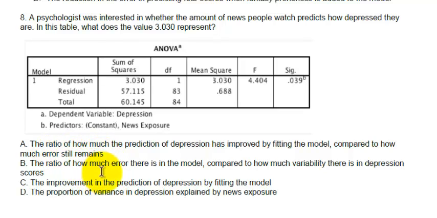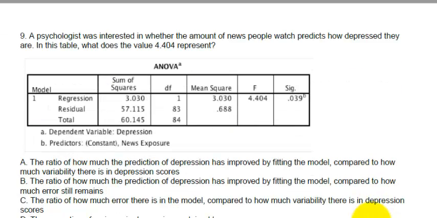The ratio of how much error there is in the model, nope, that is not the error term. Again, regression is the good variance, stuff that you can explain, it's not error. So C is not clear. I'm not 100% sure what this one is saying, but I'm going to pick D. So that number 3.03, which is the mean squares of regression, is the proportion of variance that you can explain by news exposure. So I'm going to say this one's D.